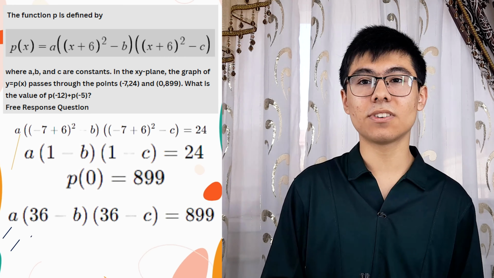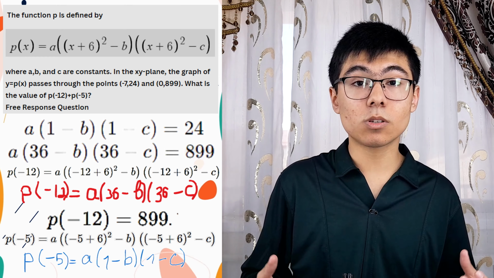And what do you know? This is the same calculation as p(0), meaning that p(-12) equals 899. That's one piece. Now what about p(-5)? p(-5) equals a multiplied by (-5 plus 6) squared minus b multiplied by (-5 plus 6) squared minus c. So p(-5) equals a multiplied by 1 minus b multiplied by 1 minus c. This is the same calculation as p(-7), so it's equal to 24.